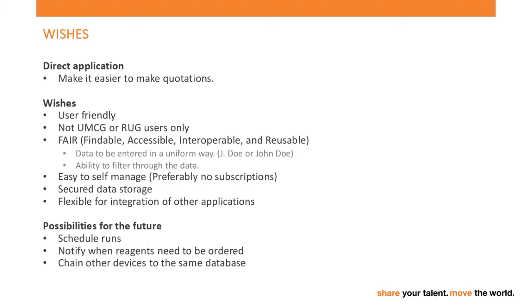For us, it would be nice to get a notification when certain reagents are maybe out of stock, and get a reminder that you maybe need to order new reagents, so that we don't have to look into the actual cabinet each time to see if there is still enough. Another possibility is that we can chain other devices to the same database. For example, for the process of QCing the library pools, we also use a Qubit, and maybe we can use this database for that as well. And then I will give the floor to Wynand, and he will talk about how they approached this problem.